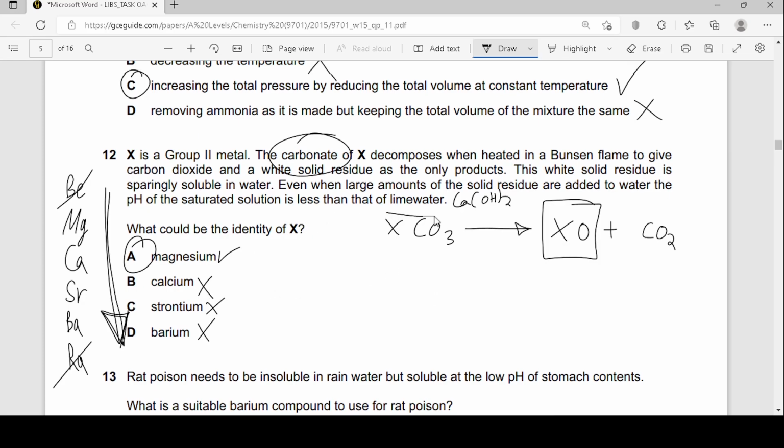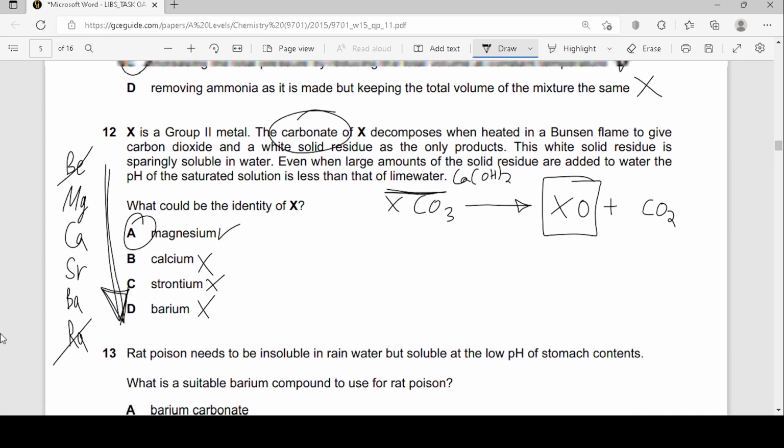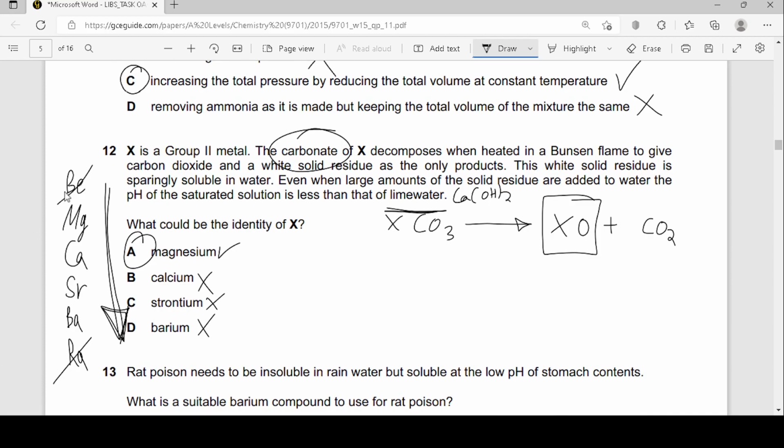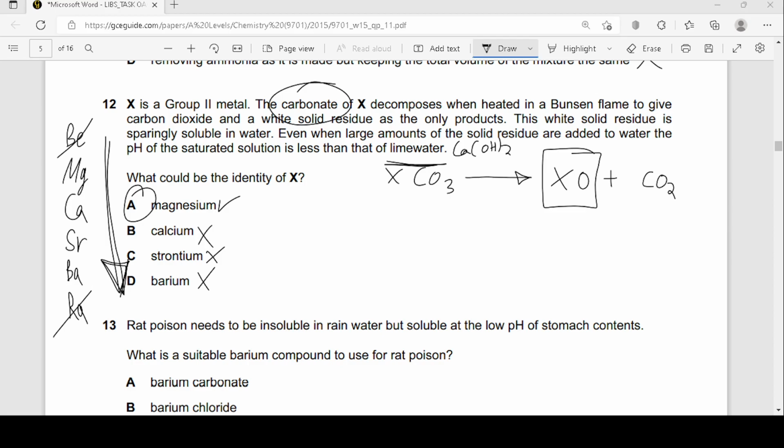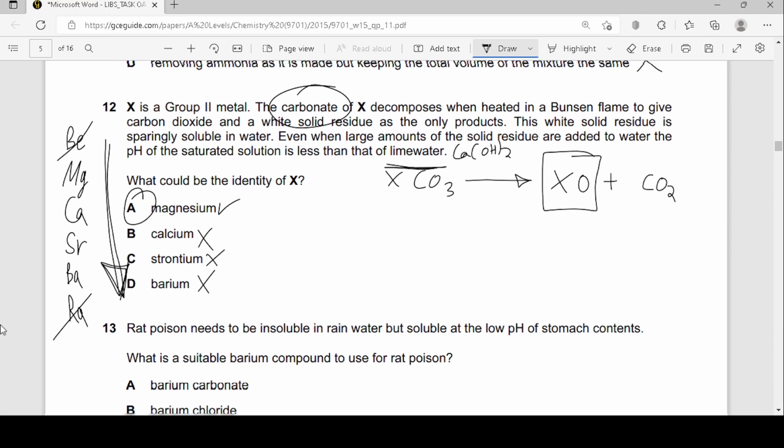And we're comparing it to Ca(OH)2, so the only option possible is magnesium here, or beryllium, but beryllium is not an option, so yeah, magnesium. I think I'm giving very long explanations, but oh well, it's fine.